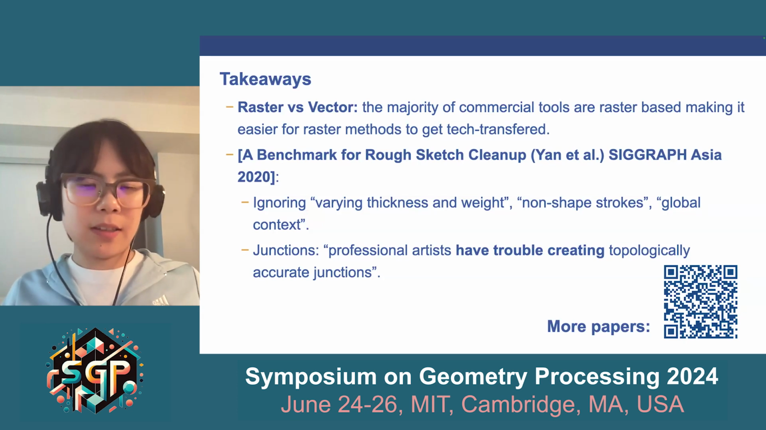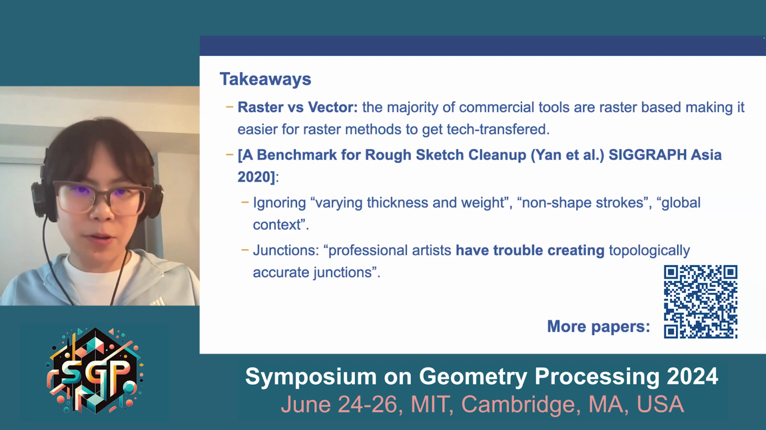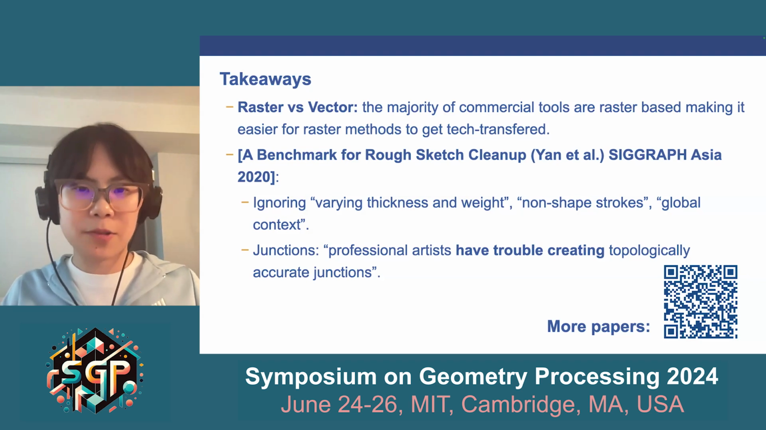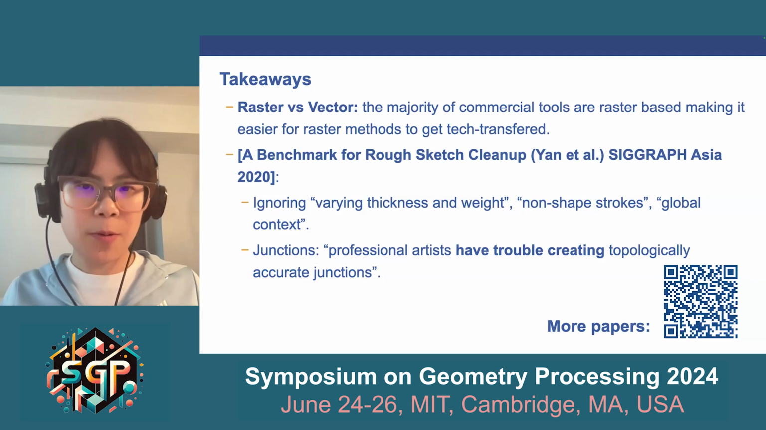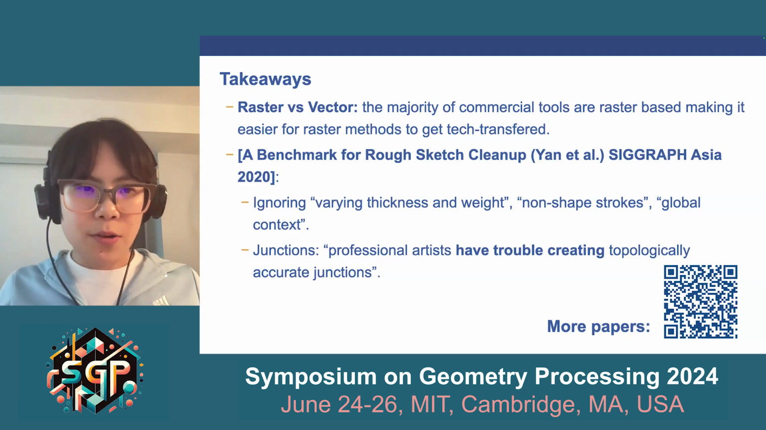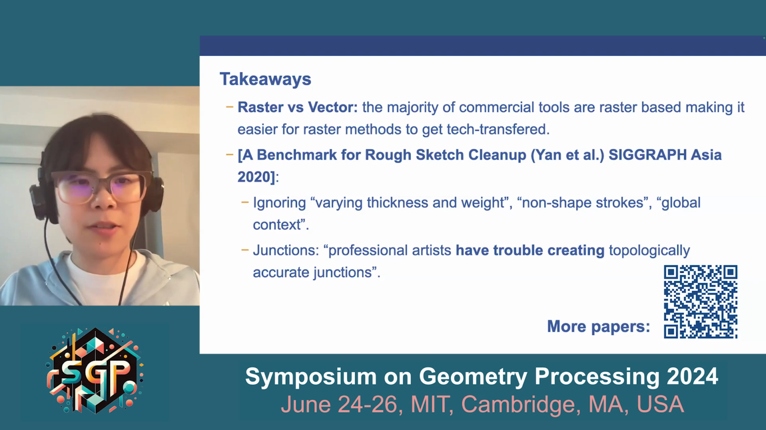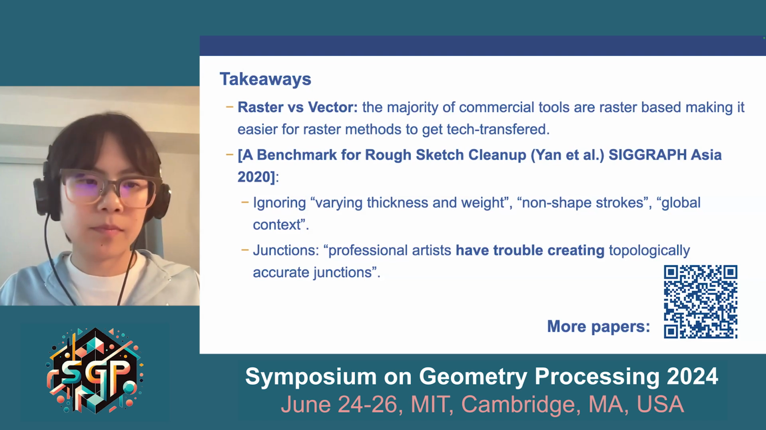For example, many sketch cleanup methods ignore the thickness of the stroke, and they ignore the non-shaped strokes, which is the failure mentioned before. And many of them are missing the global context. So for the flat colorization, even for professional artists, it's pretty hard to create topologically accurate junctions.